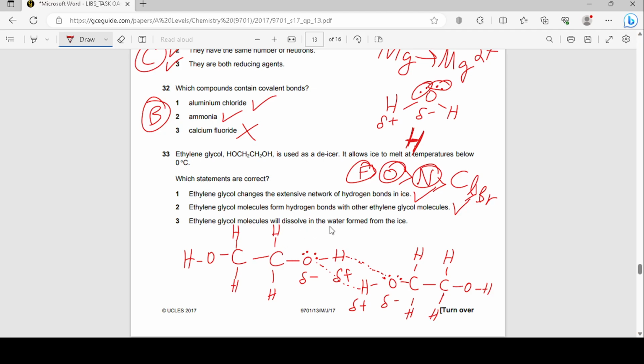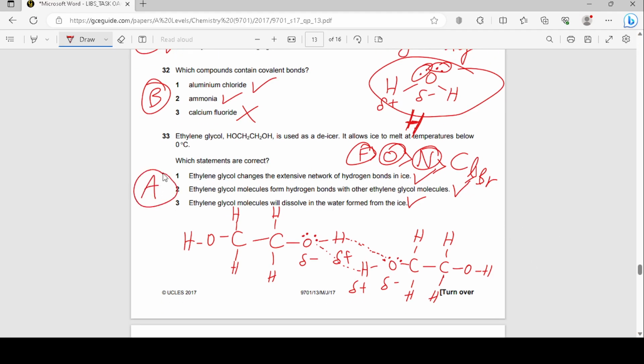Now, ethylene glycol molecules will dissolve in the water formed from the ice. Obviously, ice is also H2O, and water is also H2O, so both of them have hydrogen bonds, because they're the same molecule, just in a different physical state. Chemically they're the same. So obviously ethylene glycol molecules will dissolve in the water formed from the ice. That's also true, because ethylene glycol has the ability to form hydrogen bonds, and water has the ability to form hydrogen bonds, so they can form hydrogen bonds with each other. So 1, 2, and 3 are all right. Then A is going to be the answer. Hope that makes sense. And now we're going to go to the next question.